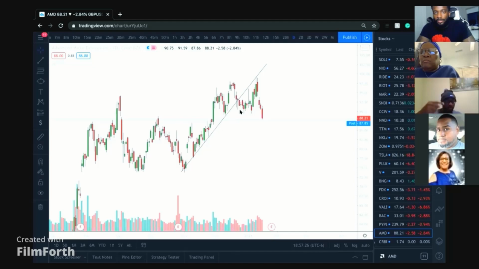Wyckoff, rejection zones, break of structure. Liquidity is also one of them, but I don't tend to use it too much in terms of trading stocks.